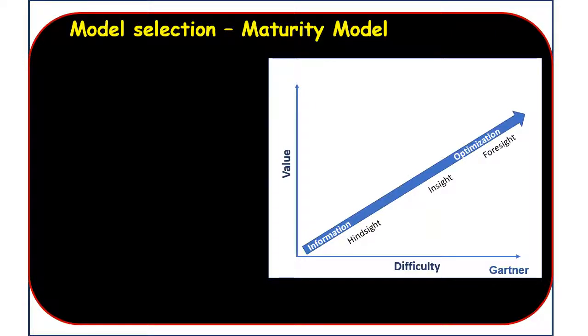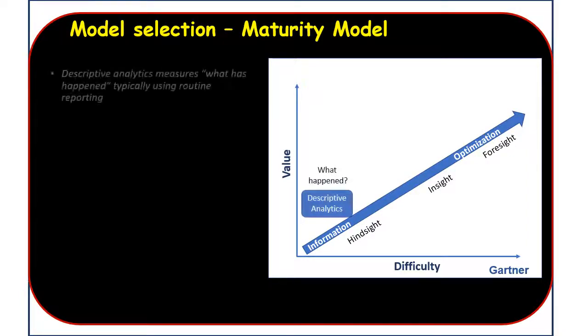The first model framework we'll assess is the data analytics maturity model, which compares the four stages of data analytics based on analysis difficulty and value to the organization. The first stage is descriptive analytics, which are typically routine reporting. This stage looks backward and addresses the what happened question.